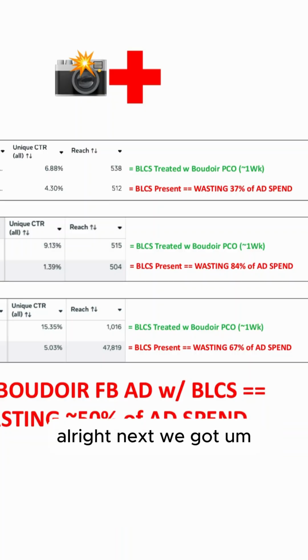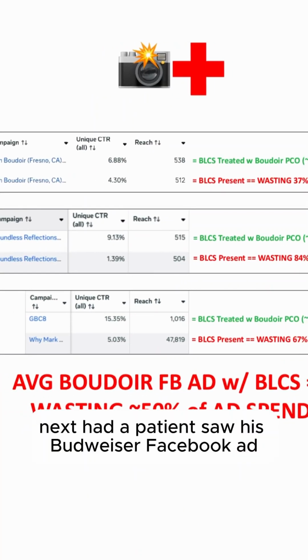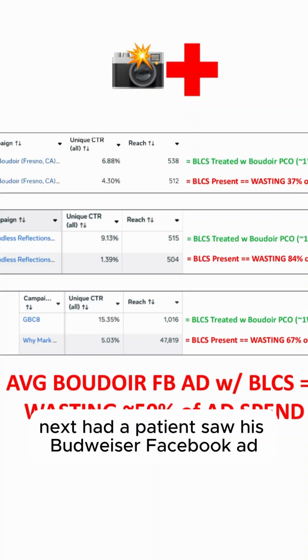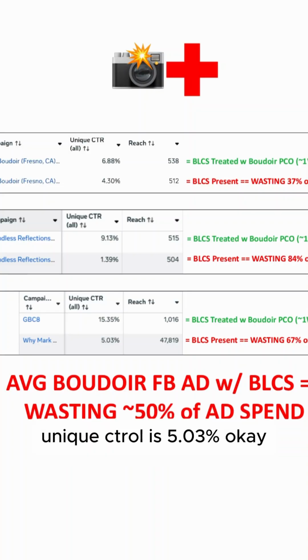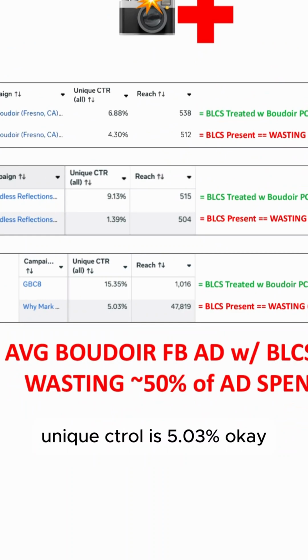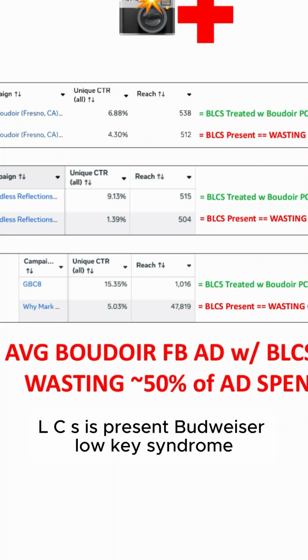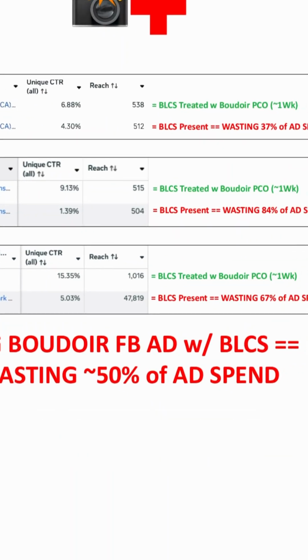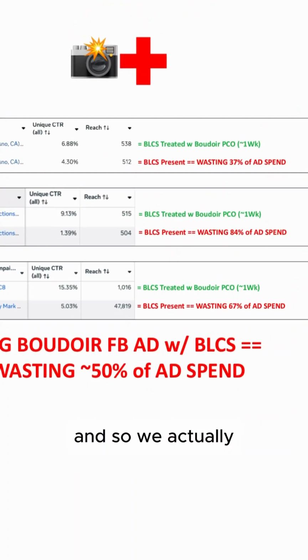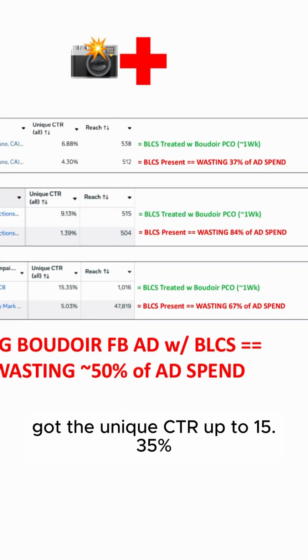All right, next we got a patient who saw his Boudoir Facebook ad. Unique CTRL is 5.03%. Okay, under 6%. Unique CTRL under 6%. We know that BLCS is present, Boudoir low click syndrome. And so we actually treated it with Boudoir Pico, got the unique CTRL up to 15.35%.